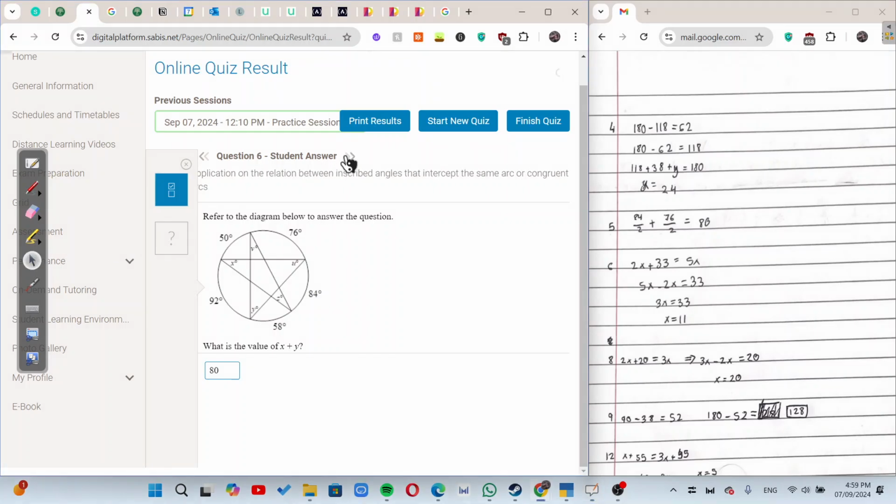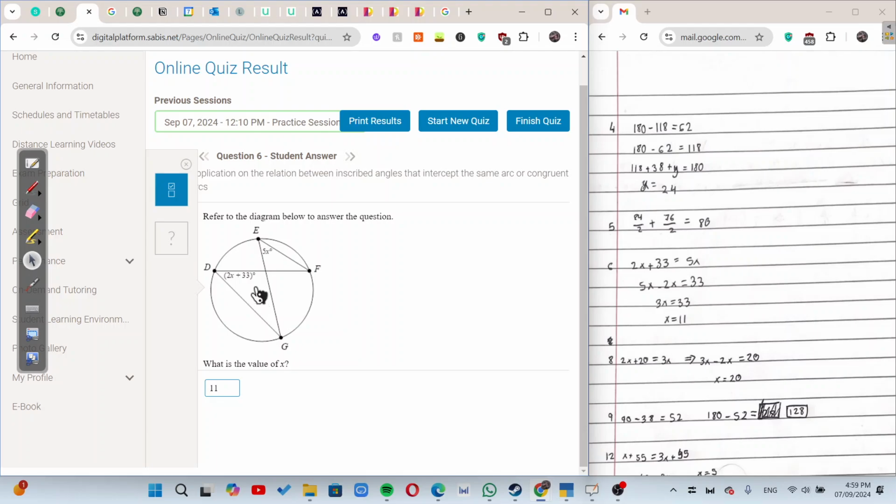Now next question. Okay, we are going to be seeing a lot of these questions. Just know that this angle and this angle are equal to each other, they're congruent. So if you solve it, 2x plus 33 equals 5x, rearrange it, 5x minus 2x equals 33, 3x equals 33, x equals 11.